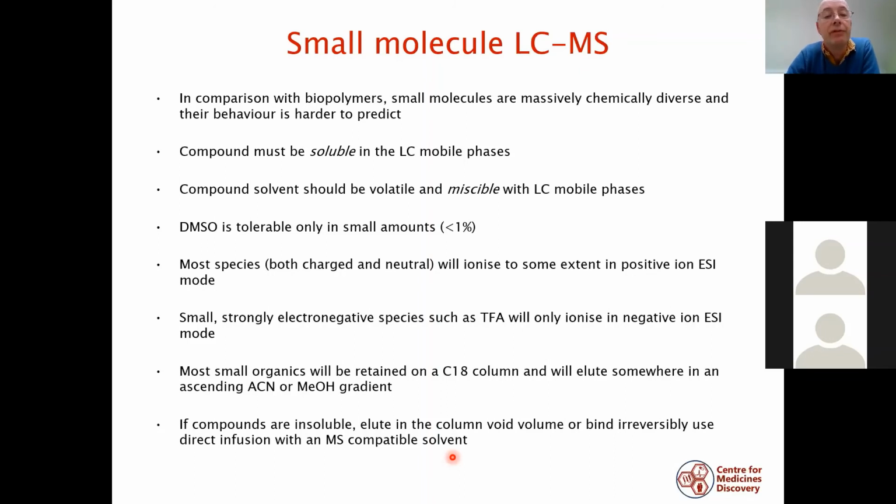The first thing you have to make sure is that your compound is going to be soluble in the mobile phase you're using. That's not necessarily going to be the case, but you need to make sure of it. You can change the mobile phase if it's not. Whatever solvent you use, it must be volatile. If it's not volatile, it's not mass spec compatible. So whatever you've dissolved your compound in needs to be volatile, and it also needs to be miscible with the other mobile phases you may be using.